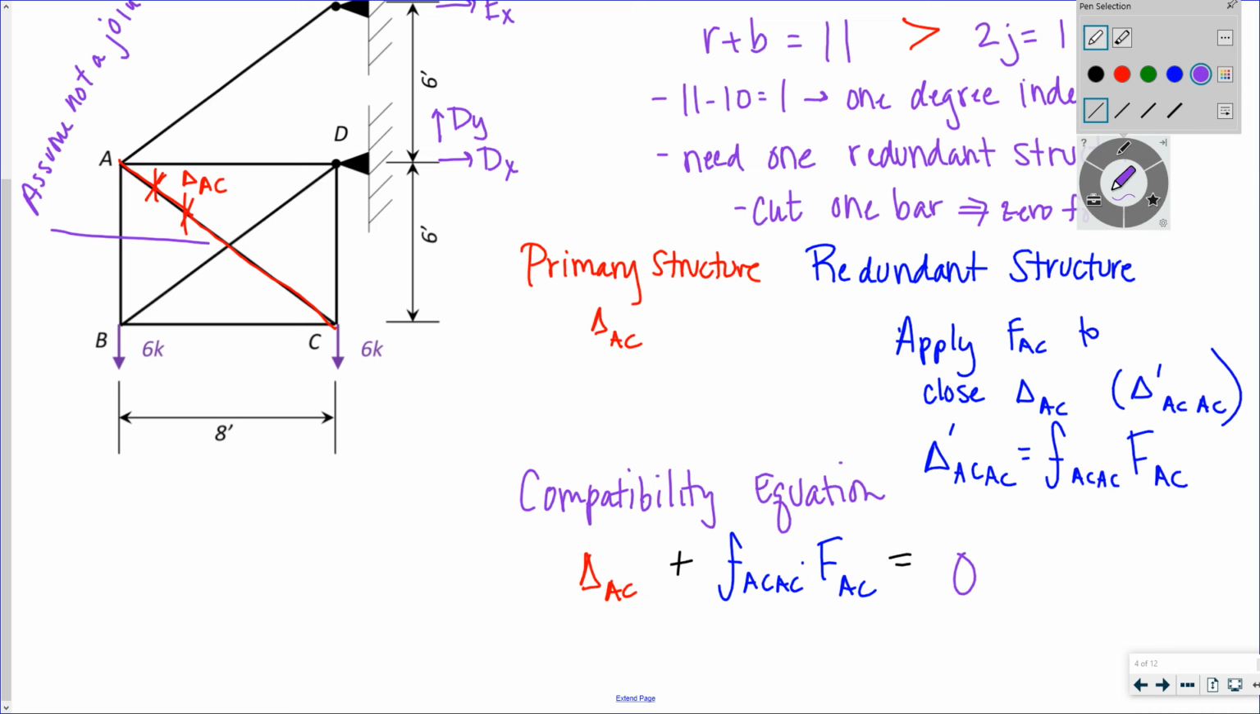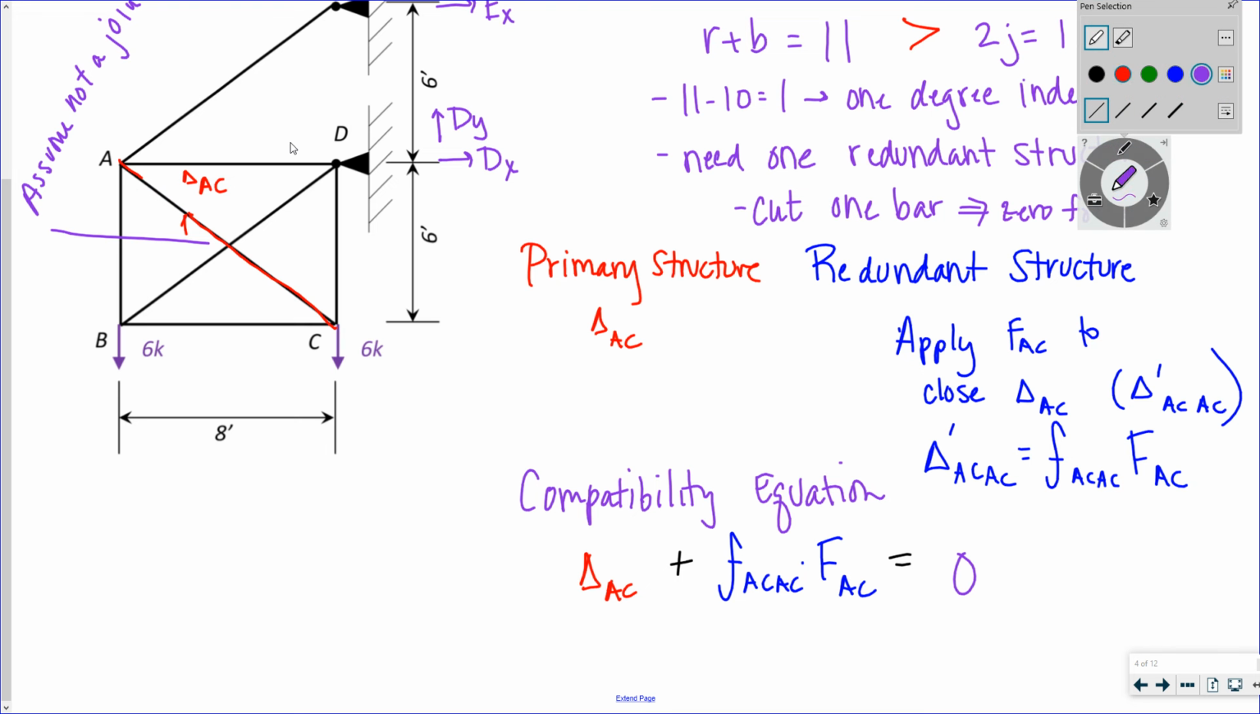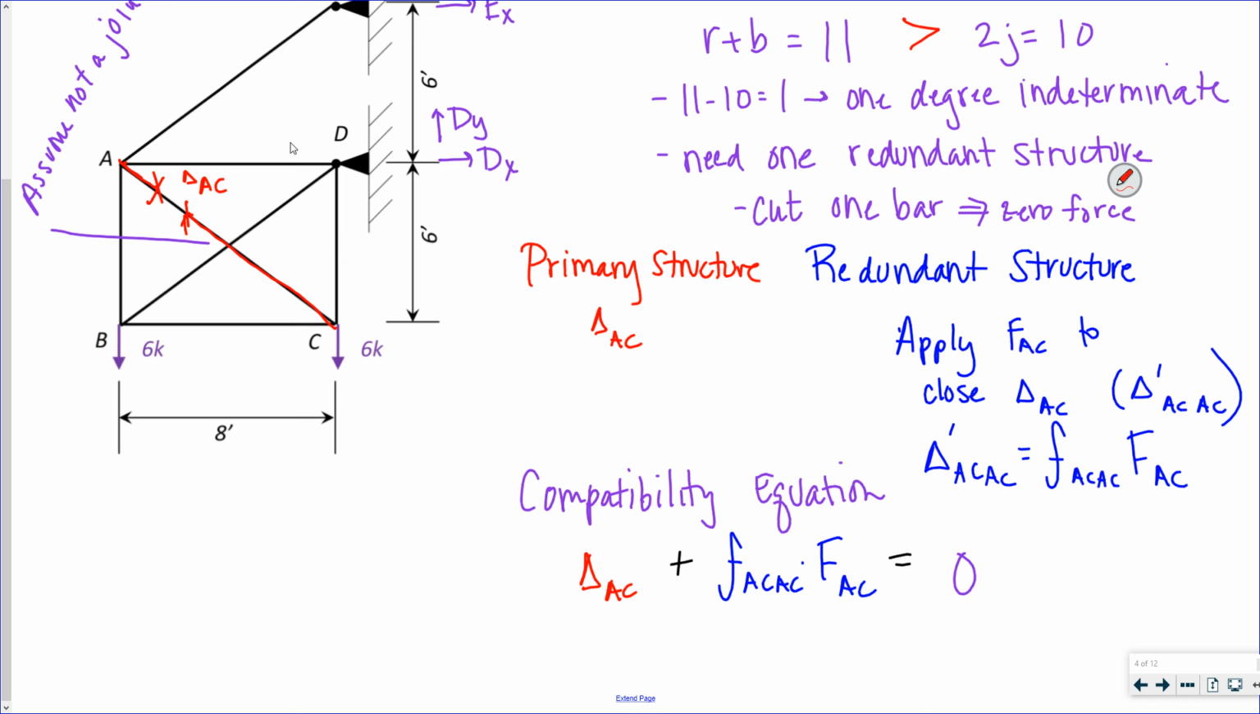So I'm going to cut that member and allow it to have an opening, because there's no force holding that thing together. So if I cut it, maybe it moves apart, right? Maybe it moves apart. And I'm going to find the force required to close that gap.